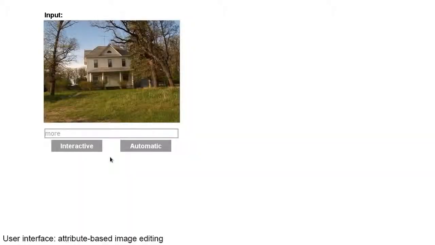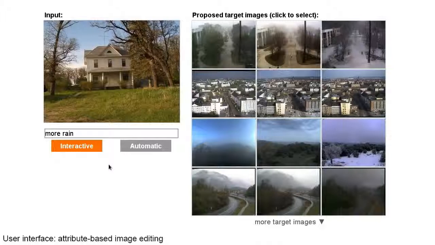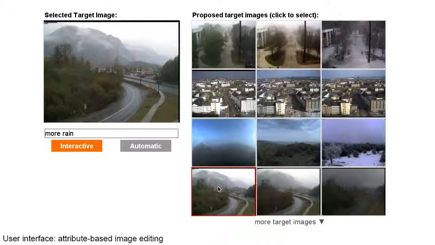Our most ambitious goal is to provide a simple user interface to edit an image based on transient attributes. In this example, the user specifies the desired attribute change, such as more rain. We leverage our dataset to find the proper appearance transformations to modify the input image. Our system automatically finds target images that depict a scene similar to the input and have the desired attributes.